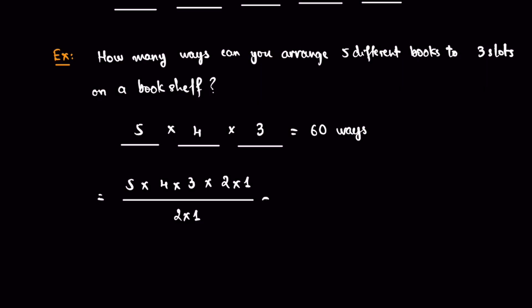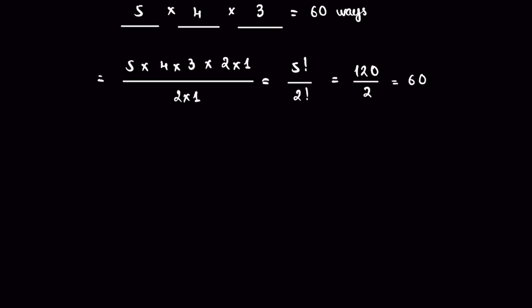So on the numerator, I have 5 factorial. And in the denominator, I have 2 factorial. And when you do this calculation, 120 divided by 2 is going to give you 60 different ways to arrange 5 different books to 3 slots on a bookshelf. Okay, so this formula right here is called the K permutations, or depends on the textbook that you read, it's also called R permutations. N is the total number of available objects, and K or R is the number of positions or selections. So that is the next thing I want to give you, the K permutations.